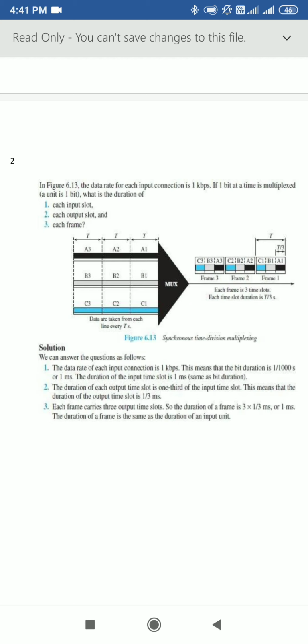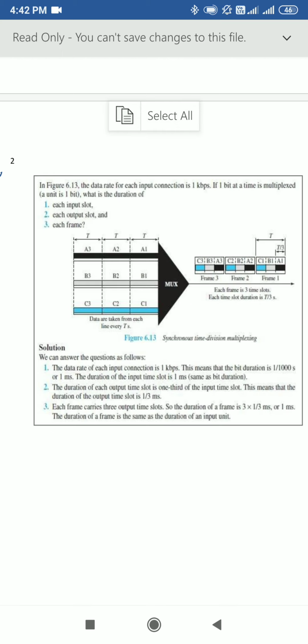Duration of output will be input duration divided by number of connections. Input duration is 1 millisecond divided by number of connections, which is 3, so 1 by 3. Then you have the duration of each frame. Each frame has 3 inputs or 3 time slots. So duration of each frame is 3 into output duration, that is 1 by 3. So it is again 1 millisecond, and always the frame duration will be equal to the input duration. Both are the same.